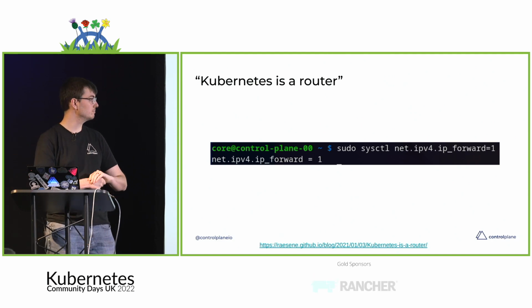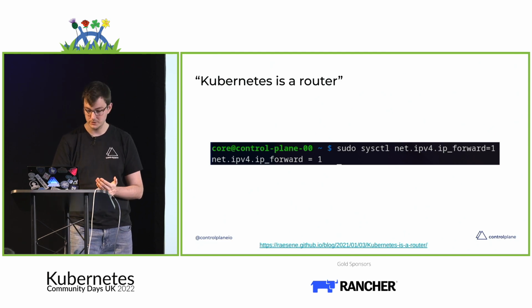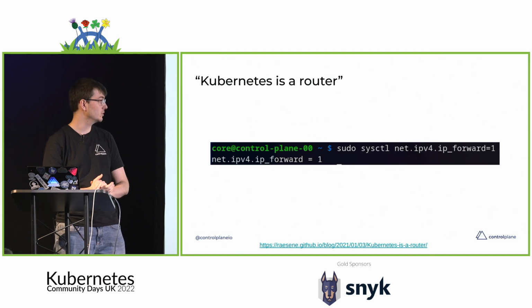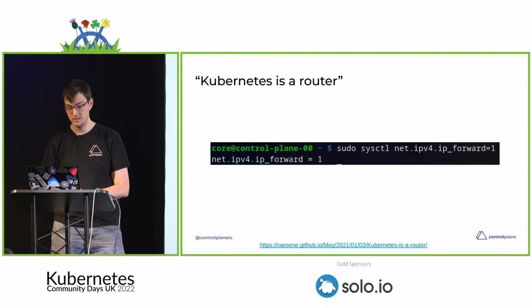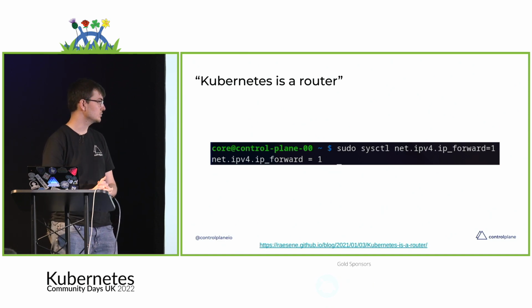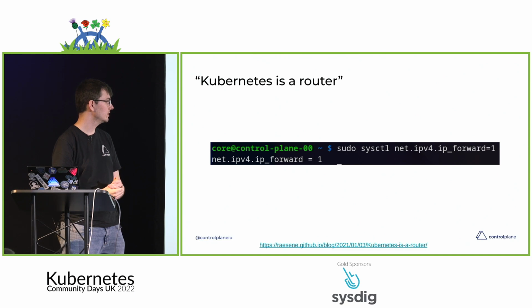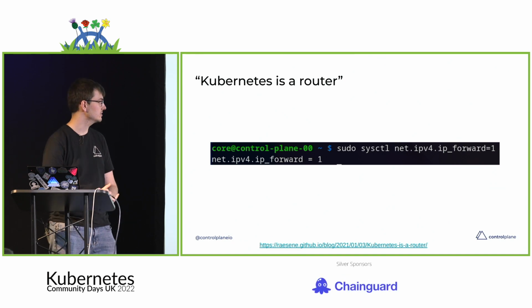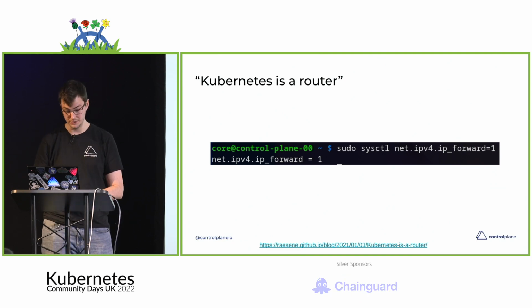However, this can pose unintended consequences. In the words of Rory McCune, this turns Kubernetes into a router, and means an attacker can make use of this in ways that we may not want.